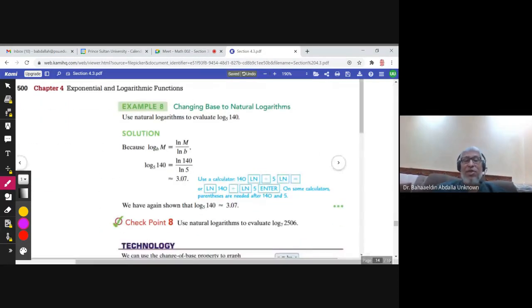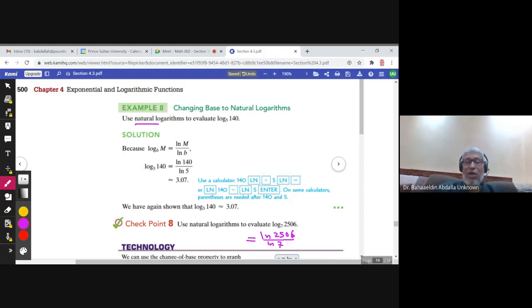Change of base. Use natural logarithm. So we change it to ln: ln m over ln b. So it would be ln 140 over ln 5. Use natural logarithms here as well, so it would be ln 250 over ln 7. If you use your calculator, you will get the same answer exactly.